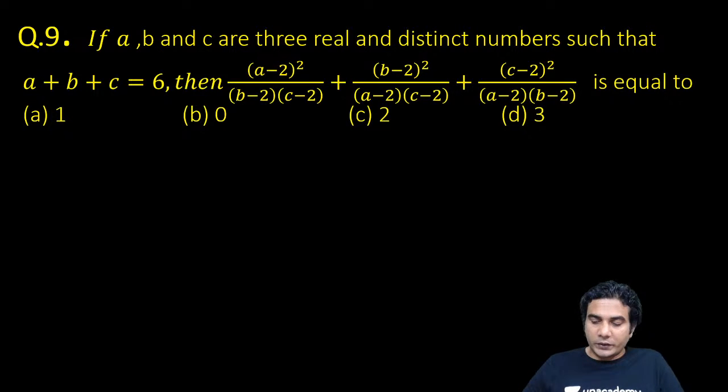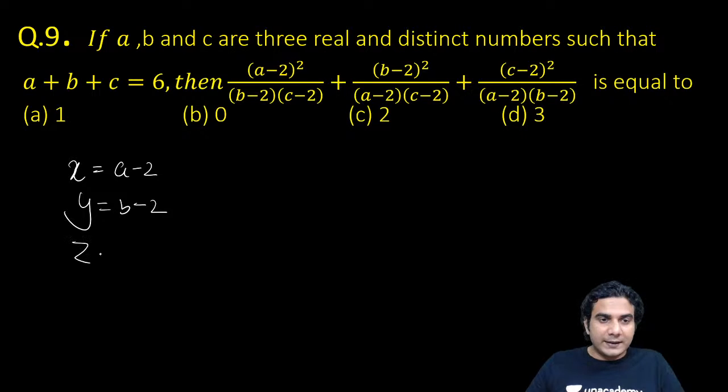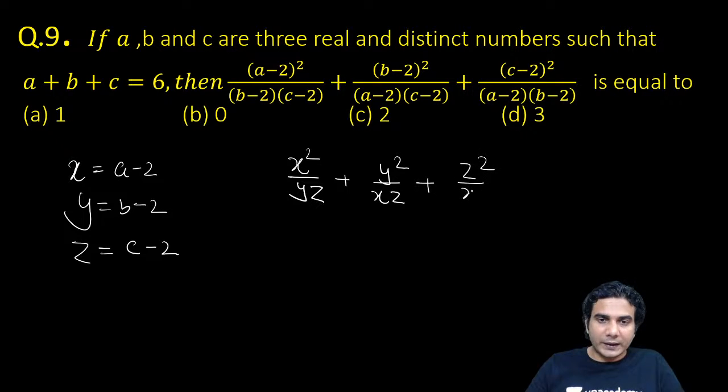All right, so what are we going to do in this particular question? Like in the previous question, we'll take x is equal to a minus 2, y is equal to b minus 2, and z is equal to c minus 2. So now this expression will become, what is this expression? See, this is x square upon yz plus y square upon xz plus z square upon xy.